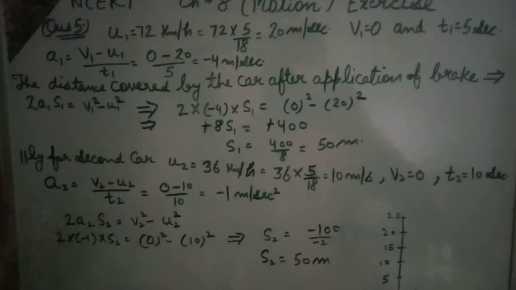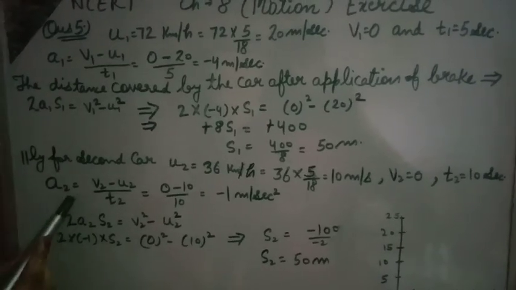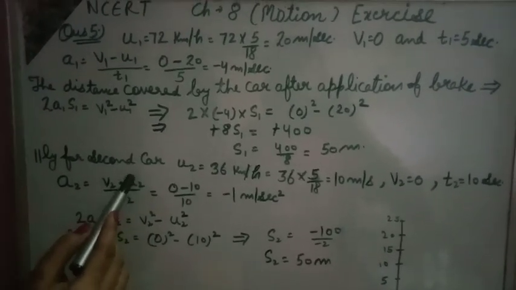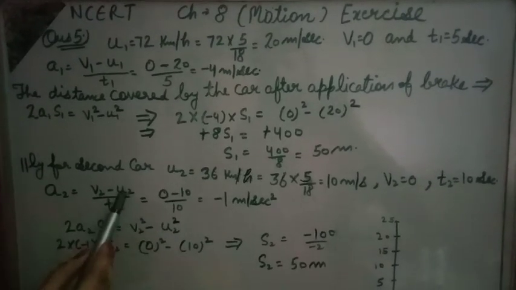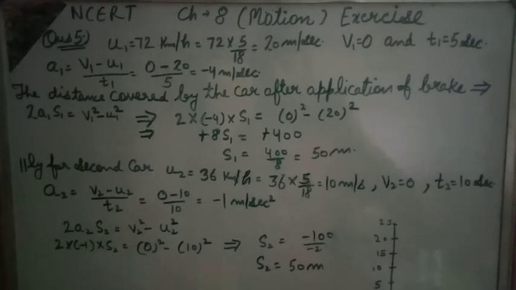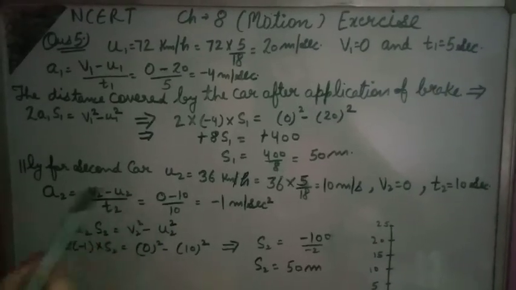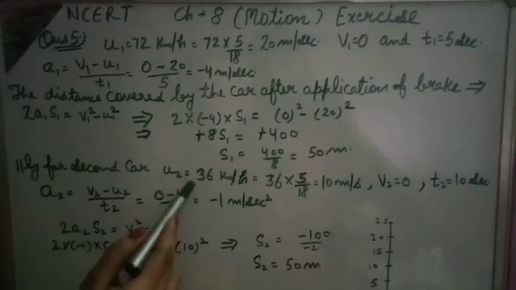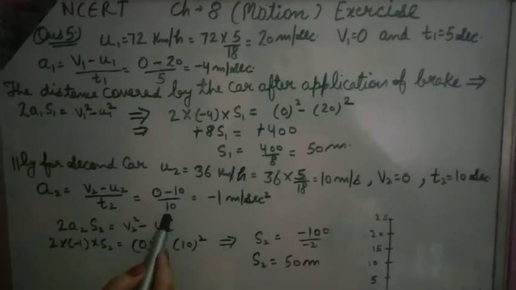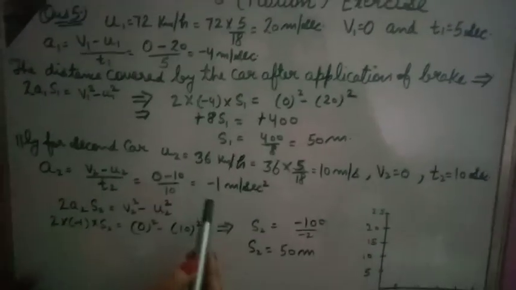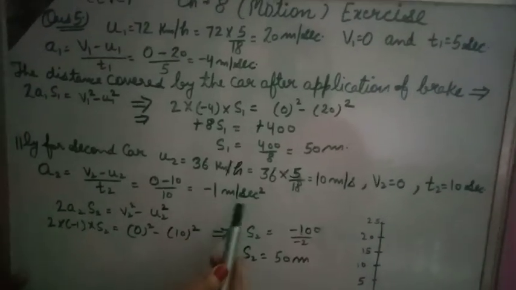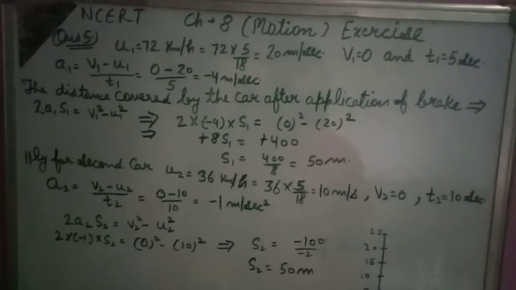After applying the brake, my car is coming to the position of rest after 10 seconds. So again from here I will find out the acceleration. a2 is equal to (v2 − u2) upon t2. Final velocity minus initial velocity upon time taken. Finally it is coming to the position of rest, so it is 0, minus 10, the value of u2 is 10, upon time taken, which is 10 seconds again. So this will cancel down and I will be left with −1 meter per second square.